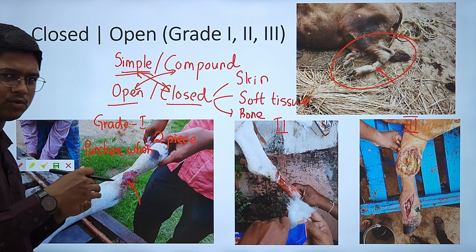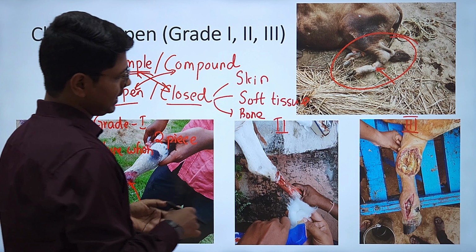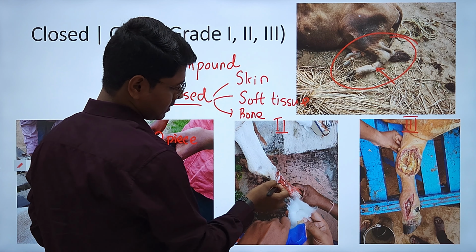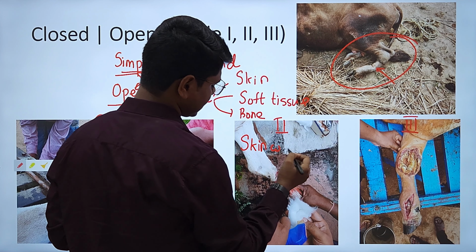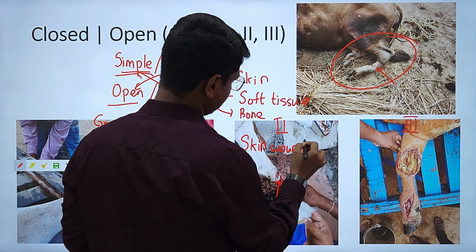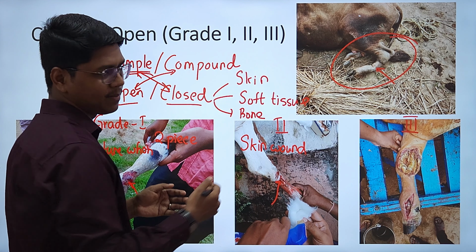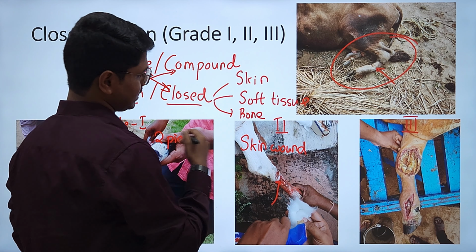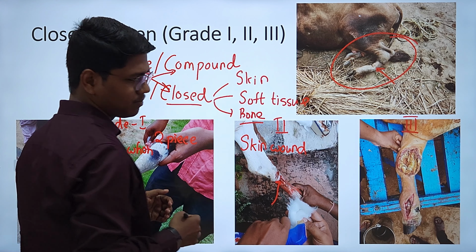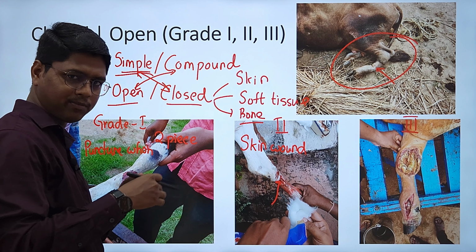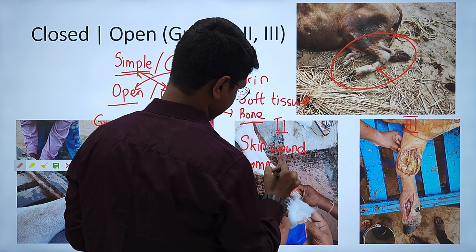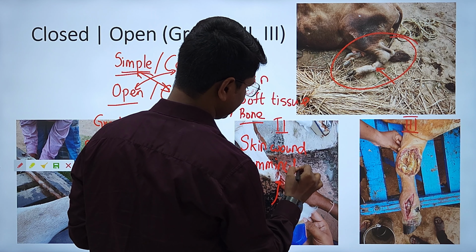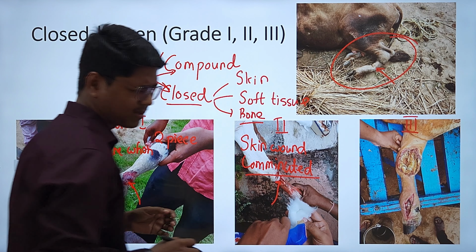Fractures, the bone will be divided into two pieces. In grade 2 fracture, you will find a skin wound, not an extensive skin wound. The degree of soft tissue damage will be comparatively more than grade 1, and the bone might have multiple fragments. It may be comminuted. Sometimes it may be a 3-piece fracture, or a 2-piece fracture with a butterfly.